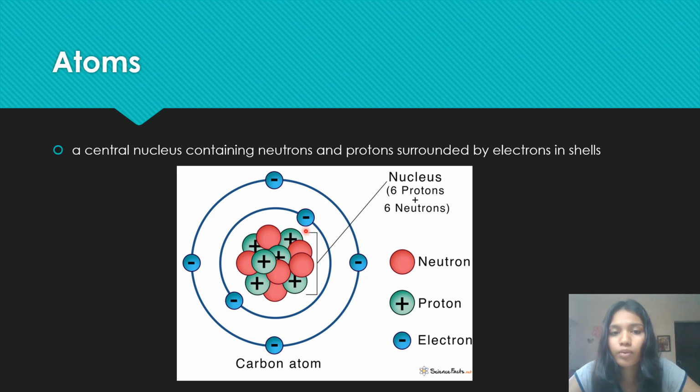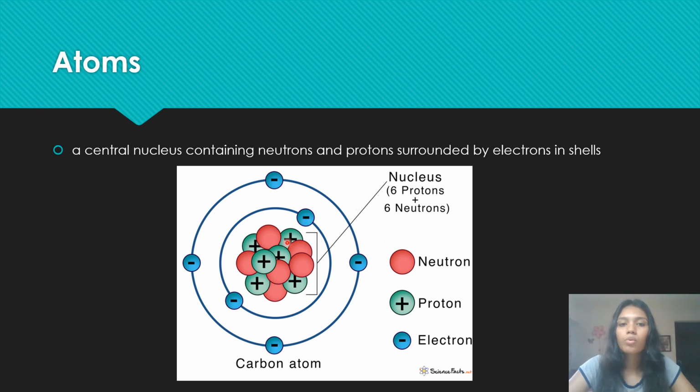Okay, and around this nucleus there are different shells and orbitals. We're going to stick to the word shells. So we have different shells around the nucleus, and these shells contain electrons that keep spinning and rotating on axis in these shells.